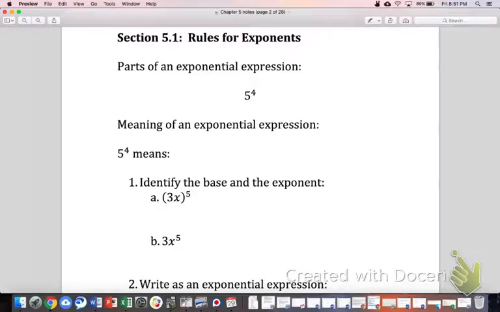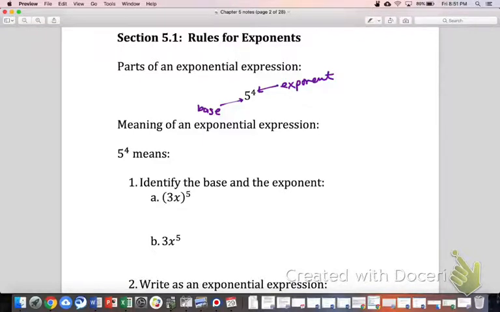All right, this is the intro video for Algebra 1 Enhanced, section 5.1, and we're going to be looking at rules for exponents. So, to get us started here, we're going to review the parts of an exponential expression. In this particular expression right here, we would call the 5 a base, and we would call the 4 the exponent. Notice that the exponent is a superscript. It's up high, it's smaller, whereas the base is a regular sized number and a little bit lower.